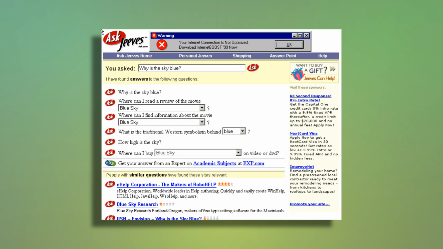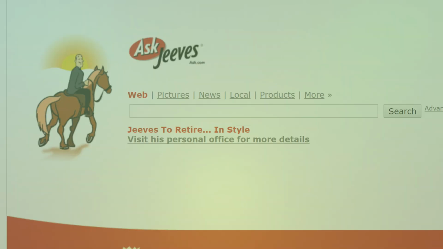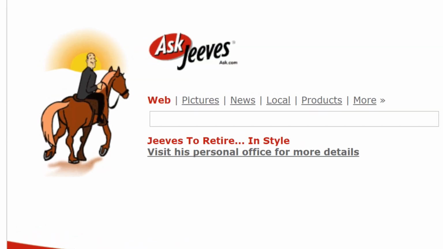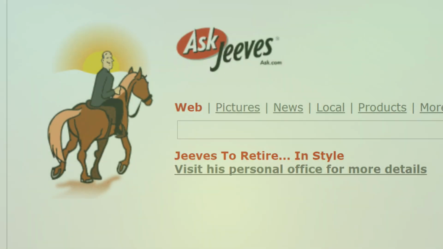The human editors were critical in matching relevant websites to the more popular questions the search engine was asked, though it could also return automatic keyword search results as well. Like Yahoo, Ask.com is still around, though Jeeves has long since retired.